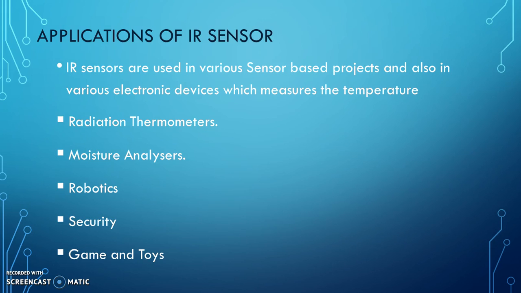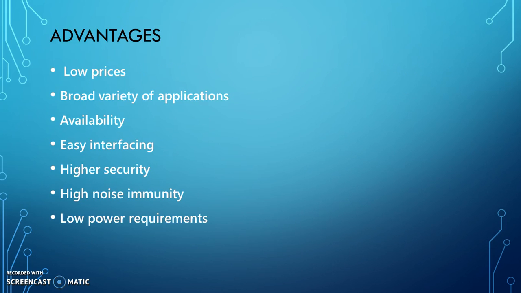Then next is the moisture analyzer. Moisture analyzer uses wavelengths which are absorbed by the moisture in the IR region. The next is robotics. In robotics, to detect an obstacle, we can use the IR proximity sensors. Security: movement or motion detection, fire alarms or smoke alarms use IR sensors. Games and toys, that is remote control models, also use the IR sensor.